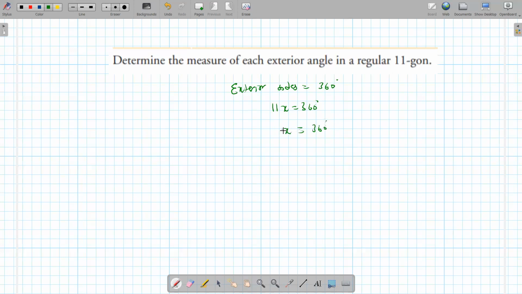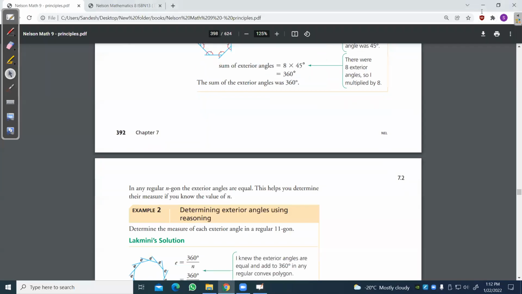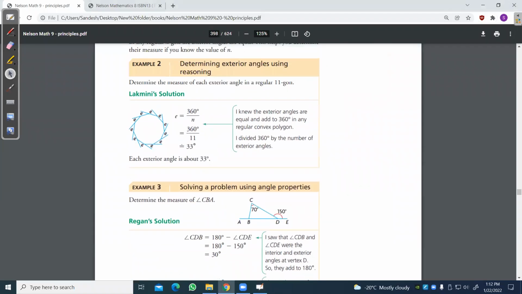How do we solve this equation for x? You divide by 11? Yeah, exactly. Divide by 11. So 360 divided by 11 is 32, or almost 33 degrees. So that's the measure of each individual angle. The higher the number of sides, the lower this angle gets, because the total is 360. So as you go up in the number of sides, the individual angle goes down.